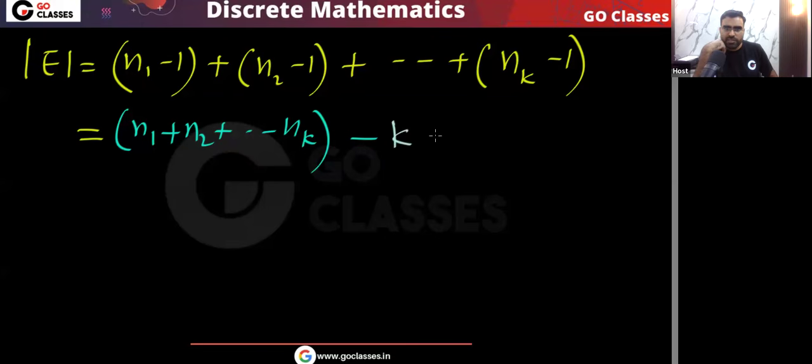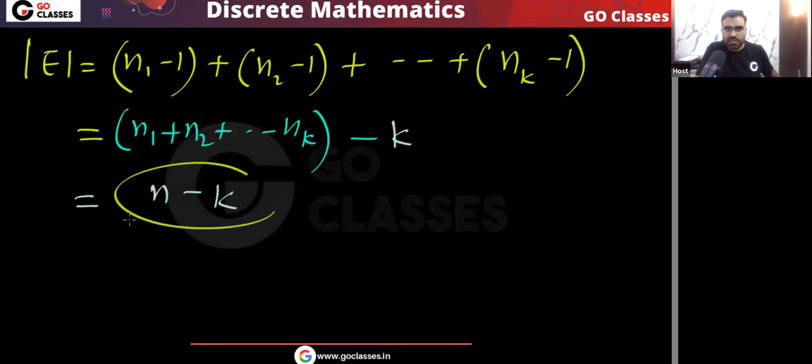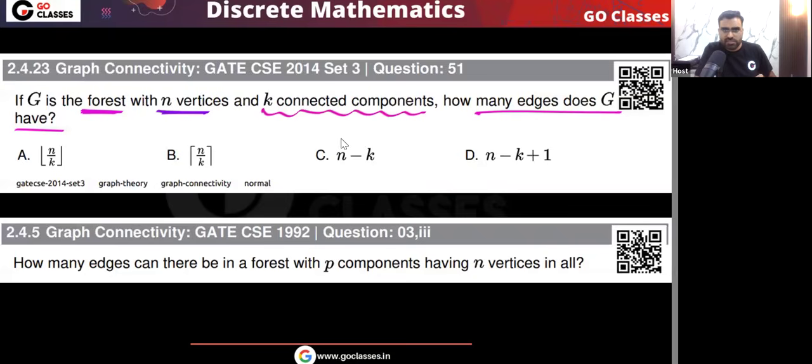So ultimately it will become minus k, because there are total k terms. So you can easily see. Now n1 plus n2 plus nk will be the total number of vertices. So your final answer will be n minus k. Okay, is this clear? So remember, in a forest, if you have k connected components, then the number of edges will be n minus k.